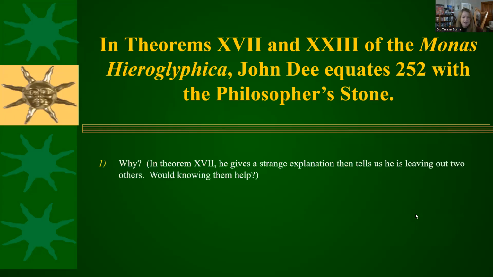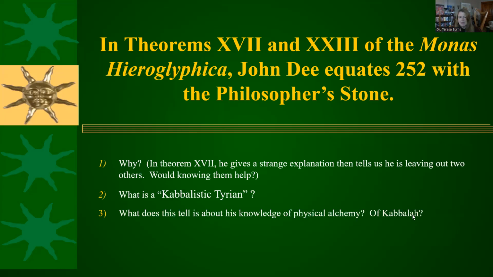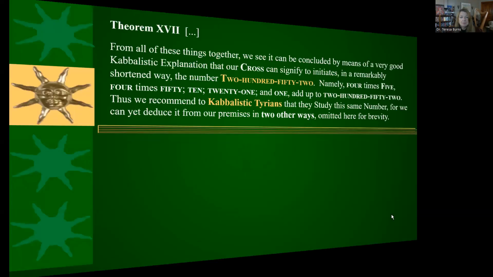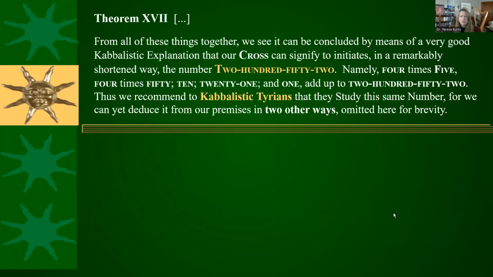Now, that begs the question of why? Why of all numbers, 252? And then he gives us a sort of strange explanation and tells us he's leaving out two others for brevity, probably knowing those other explanations would help. So we're going to see if we can come up with them and see if we can figure out what a Kabbalistic Tyrian is. And in the process, this may tell us something about his knowledge of physical alchemy and of the Kabbalah. So just a quick snippet from Theorem 17.